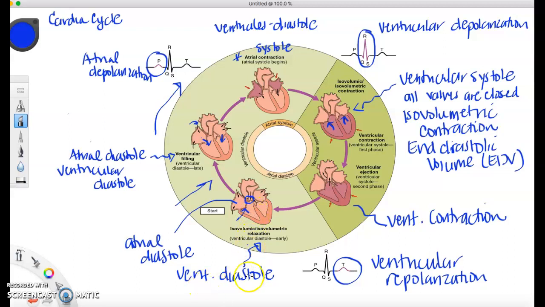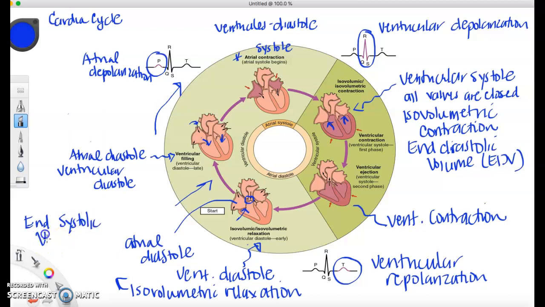Everything is closed. So that is called isovolumetric relaxation. And that is where the least amount of blood is going to be in the ventricle. So we call that end systolic volume, or ESV.